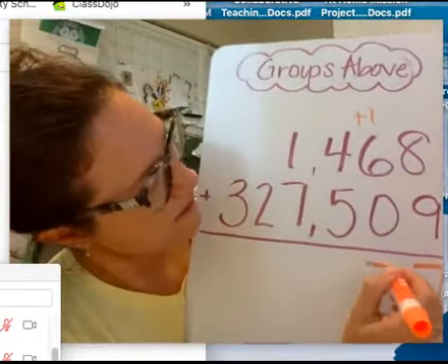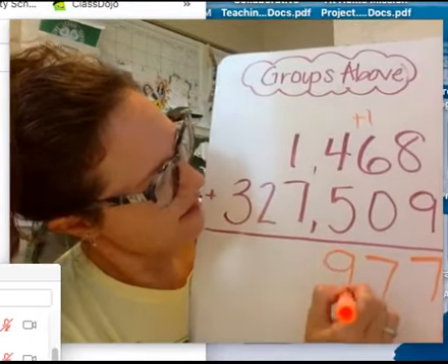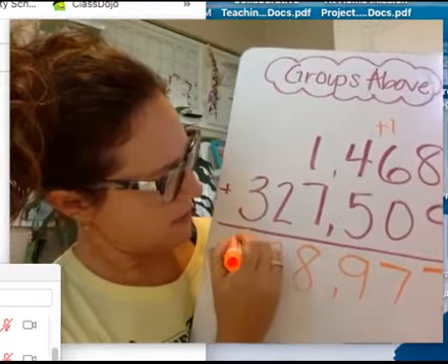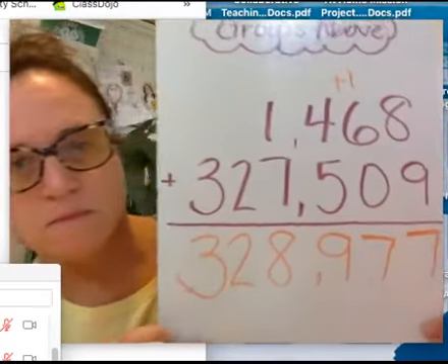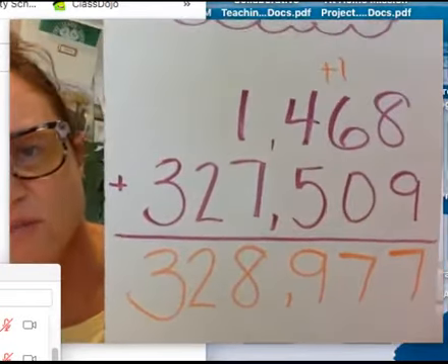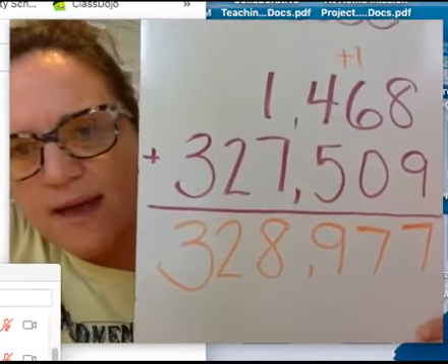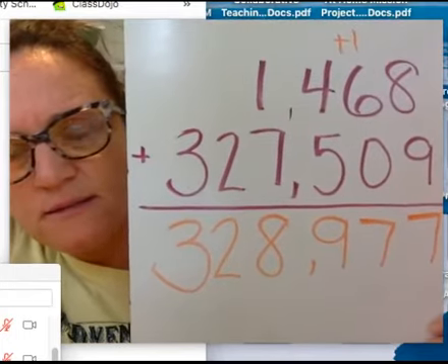7 plus 1 is 8. 5 plus 4 is 9. Oh, this one's easy. Only because there's not very much regrouping. Not bad at all. Let's see.